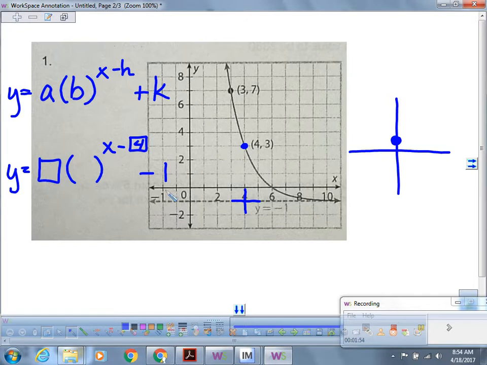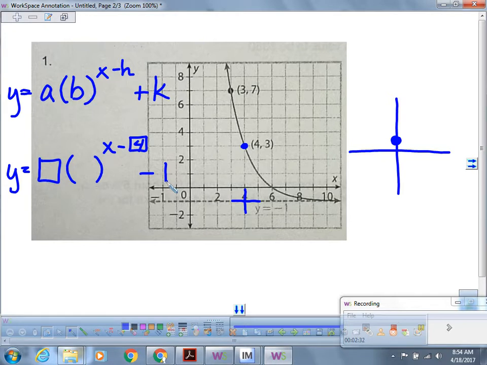Questions on that part? How I found the shift to the right and the shift down. Yes, Jay. Because your asymptote is down 1. Your asymptote has shifted down 1. I'm not there yet. I just want to make sure you guys understand these two shifts right here. This one and this one. Are we good? Okay.